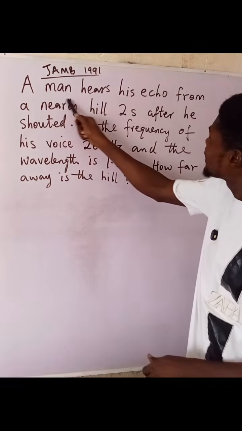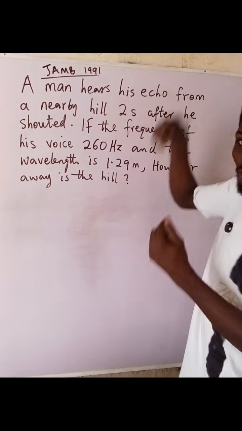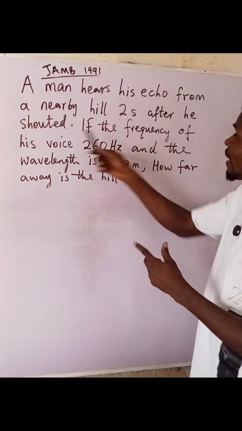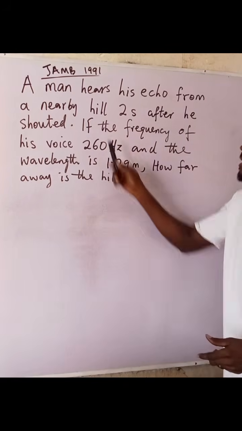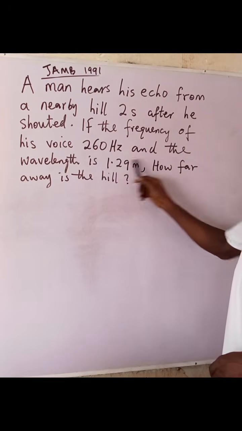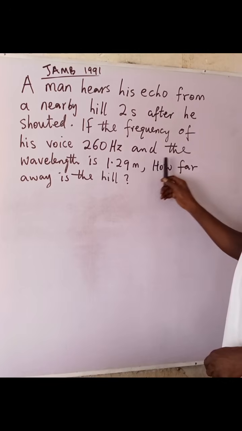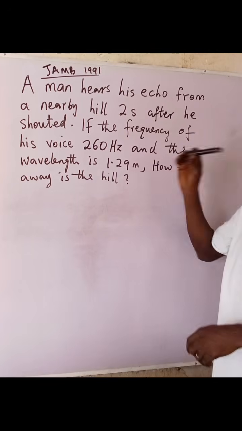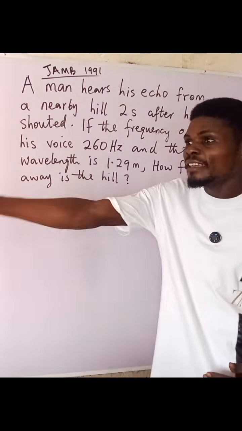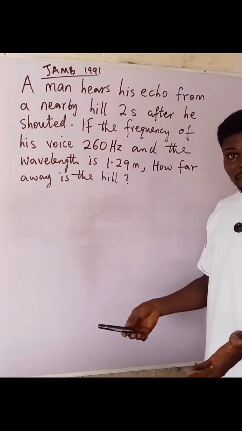It says a man hears his voice, his echo, from a nearby hill 2 seconds after he shouted. If the frequency of his voice is 260 hertz and the wavelength is 1.29 meters, how far away is the hill? We are trying to look at the distance between the man and the hill, the distance separating the man and the hill. That's all.